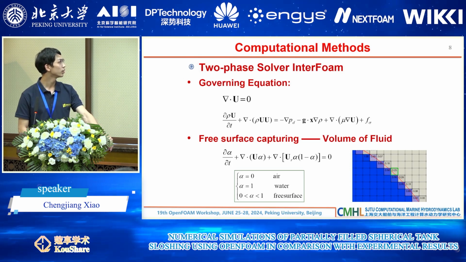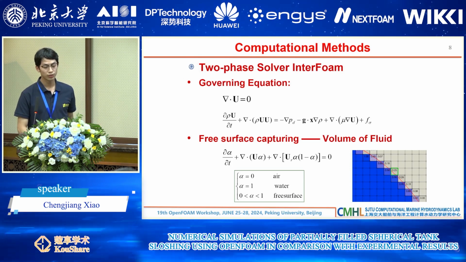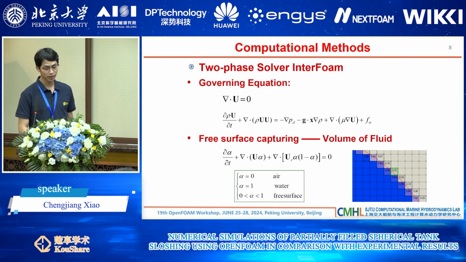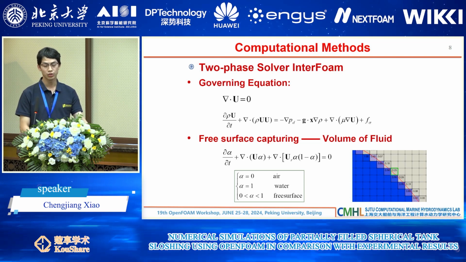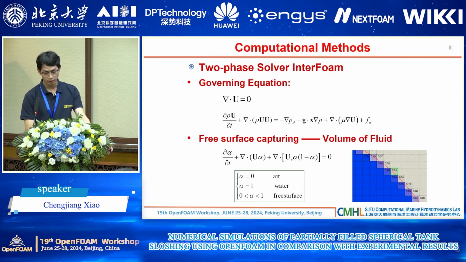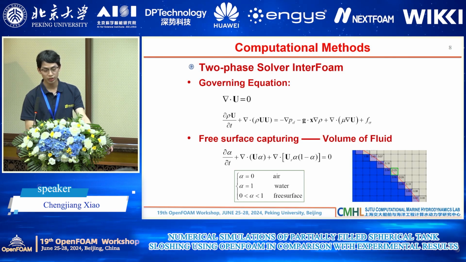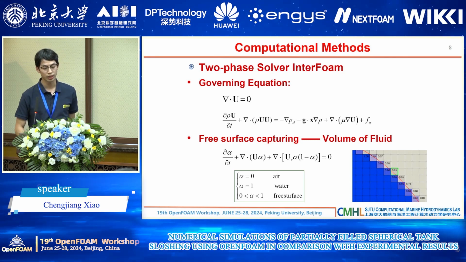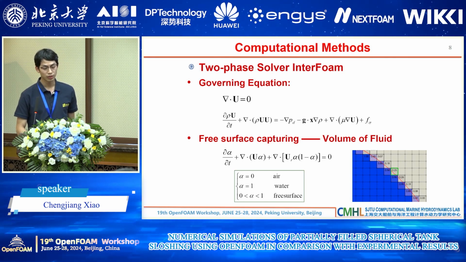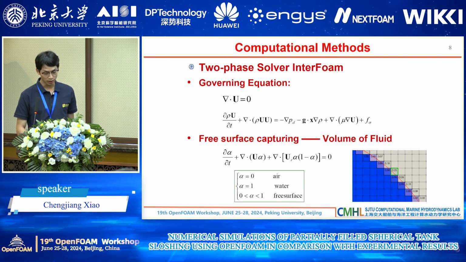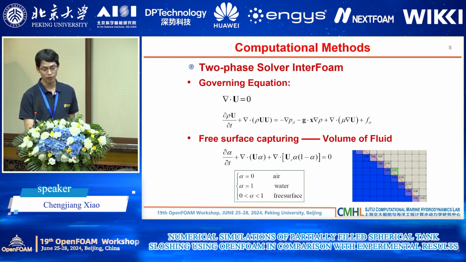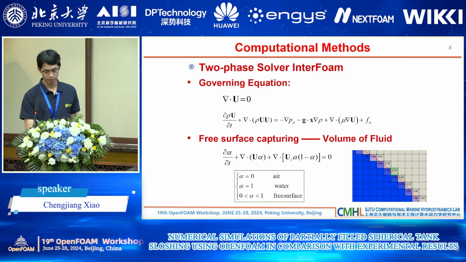The free surface capturing uses an artificially compressed VOF method. The advantage of this method is that it can control numerical diffusion and has high accuracy in capturing the free surface. The VOF method also solves a transport equation in terms of the volume fraction of fluids.